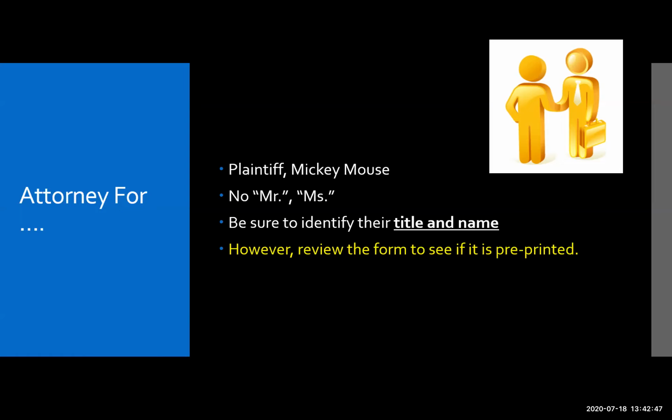What I'm going to show you on the next couple of slides are some examples to illustrate the last point. You need to review the form to see what is pre-printed. If you recall in the first part of this lecture, I explained that every single judicial council form is different. You must proofread and pay attention to the particular form that you are completing for this case. We're going to look at these two screenshots.